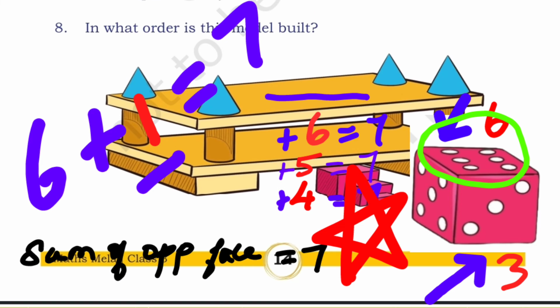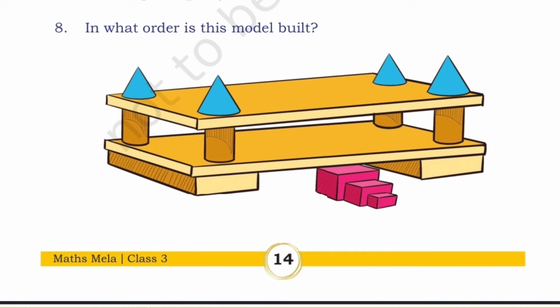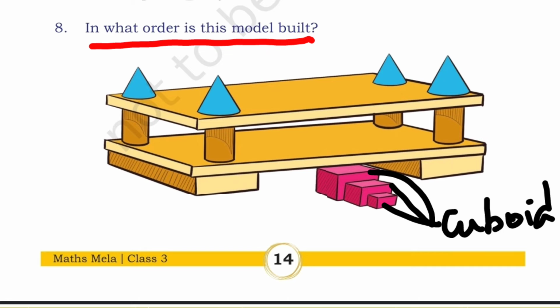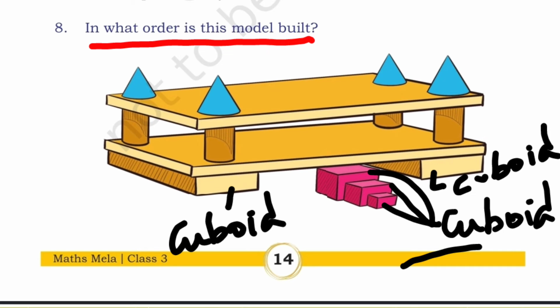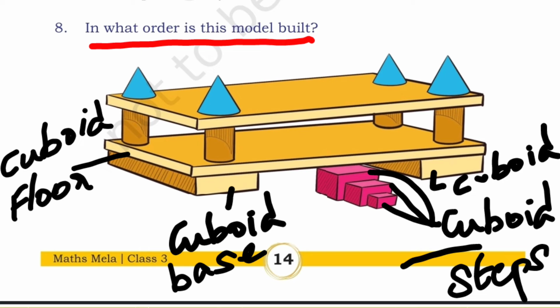Alright. The next one: in what order is this model built? Check this model, and they are asking in which order they have built it. We have steps which are in cuboid shape. See the pink color steps. We have 1, 2, 3 cuboid steps. Next we have 2 cuboids again, which is the base of this building. Again on the top there is a long cuboid as a floor.